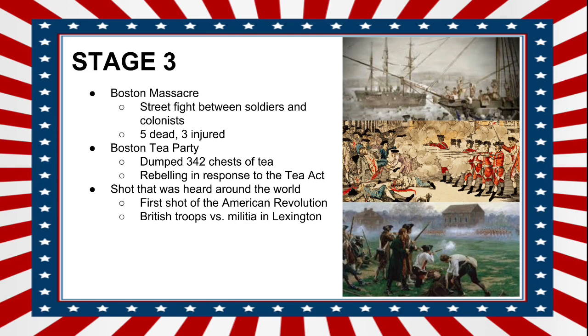After their peaceful attempts at negotiating with the British failed, the colonists turned to more violent acts. The Boston Massacre involved a street fight between British soldiers and colonists. At one point, a British soldier fired into the crowd, and the aftermath included 5 deaths and 3 injuries. This caused the colonists to demand the removal of British troops. In addition, a group of people calling themselves the Sons of Liberty rebelled by throwing tea into the Boston Harbor.